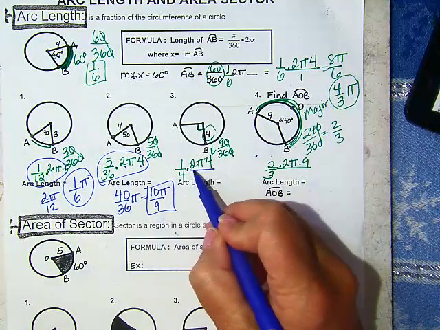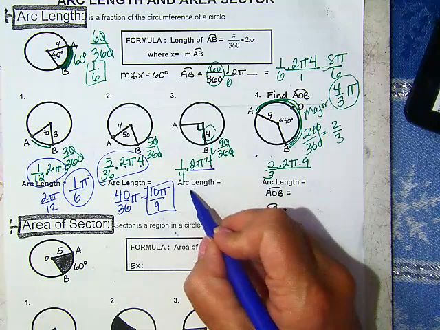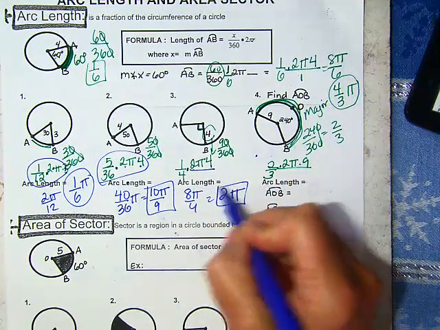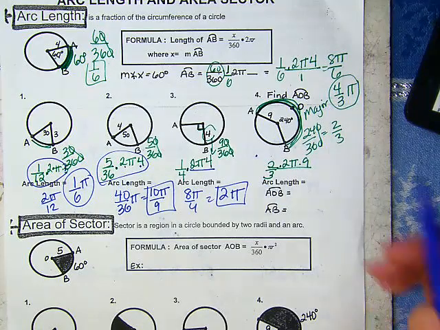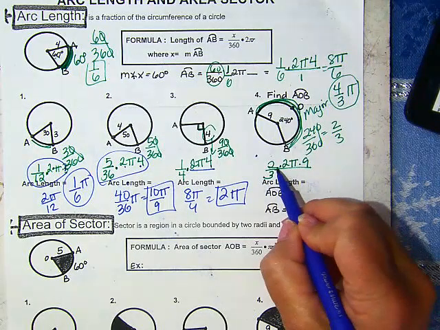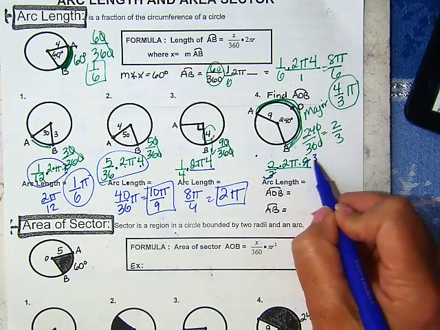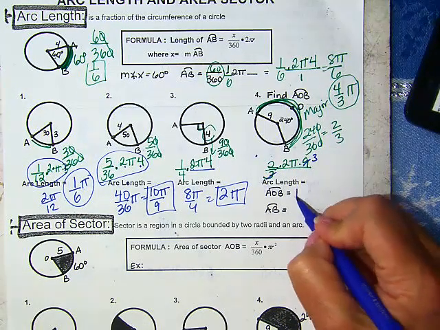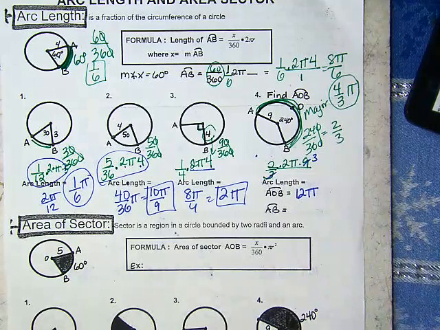This arc length is 2 times 4, which is 8. 8 pi divided by 4, so I just get 2 pi here. And then this one, I'm going to reduce this, and I get 2 times 2 is 4 times 3 is 12 pi, is my big one.